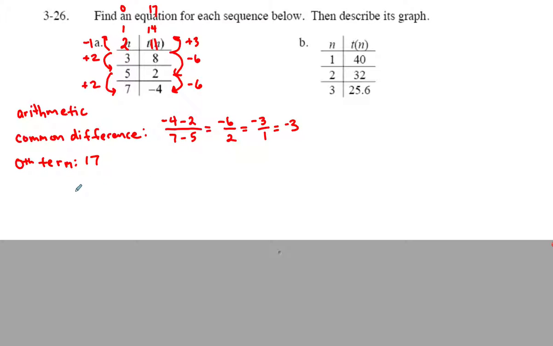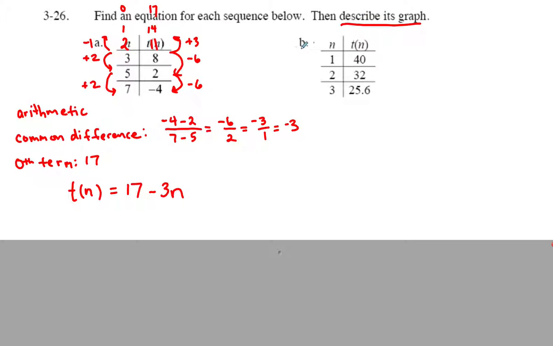So when we write out the actual equation here, we would say that t of n is equal to, we're starting at 17, and we're going to take away 3 over and over again. I know it says -6 here, but remember that's for 2 terms. We're going to be taking away 3 each time. So we're going to go down 3 n number of times. So that is our equation for this arithmetic sequence. Now it also asks us to describe the graph, and I'll describe the graph here in just a moment.